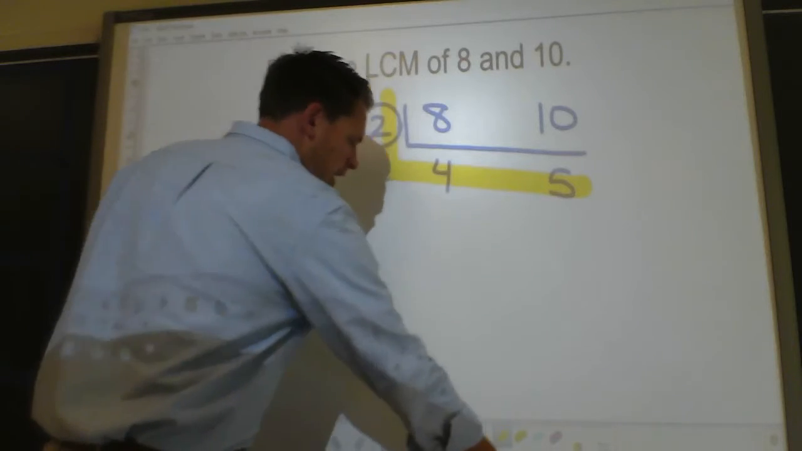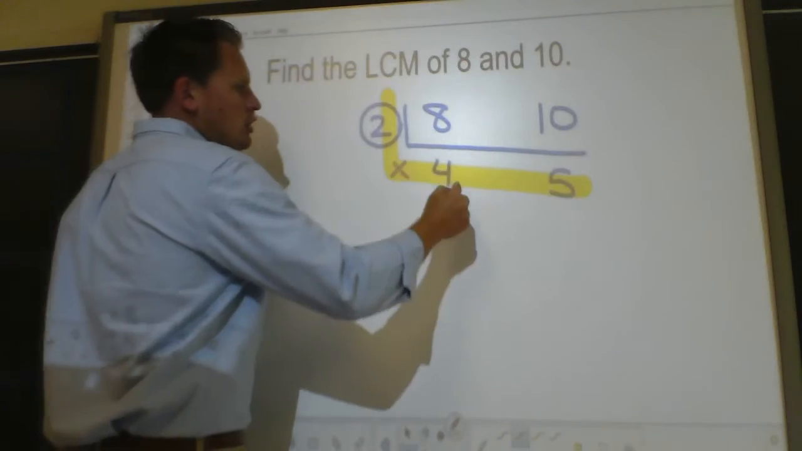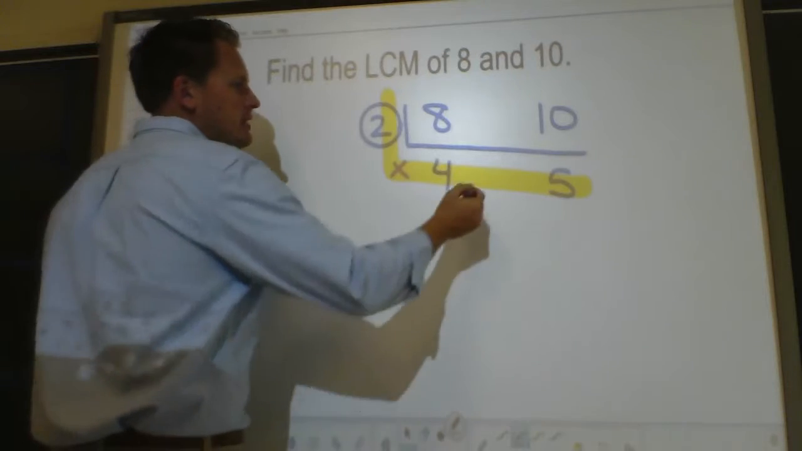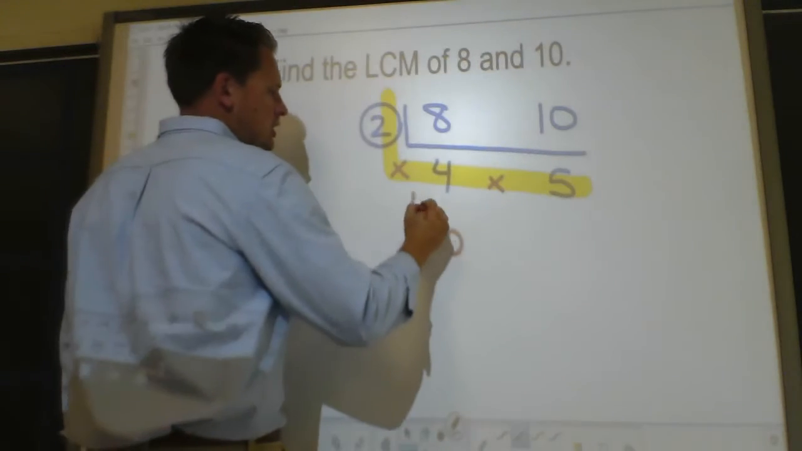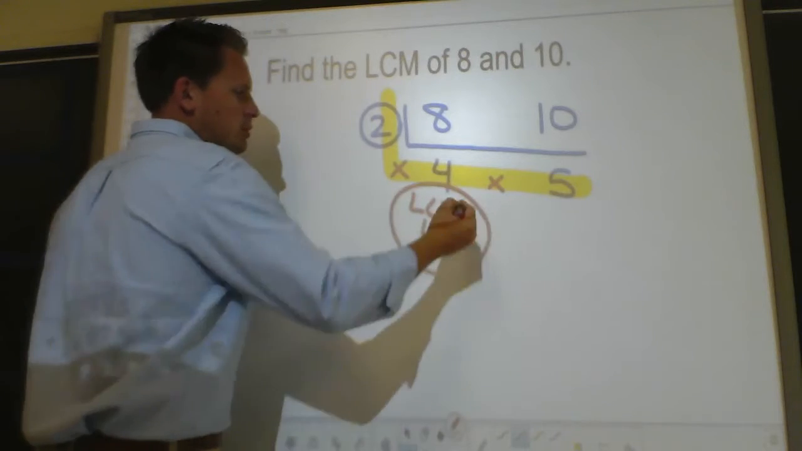Okay, we need to multiply these numbers together. 2 times 4 is 8. 8 times 5 is 40. 40 is your least common multiple.